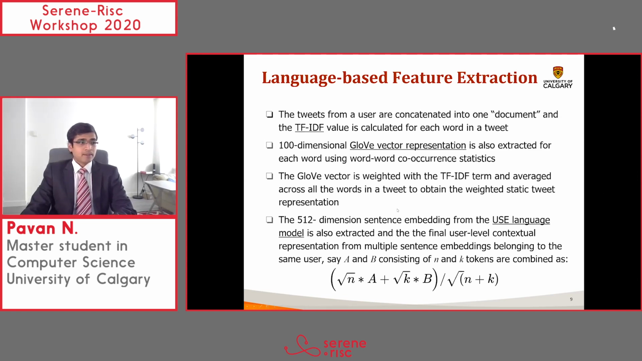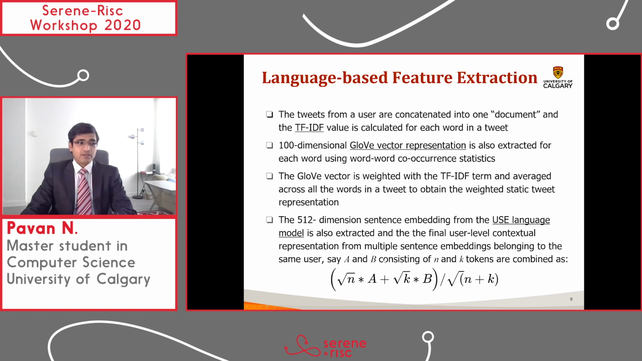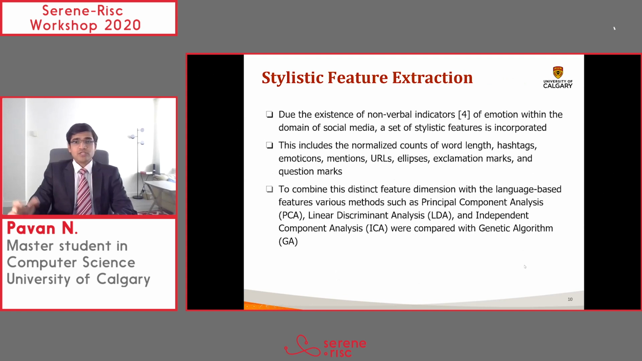representation for a tweet. For the sentence representation, we use the universal sentence encoder. For example, if you have two sentences within a tweet, say A and B, which have N words and K words respectively, we combine the sentence representations as shown here, which will allow us to calculate the overall representation of the tweet, which can be used as input to our classification.